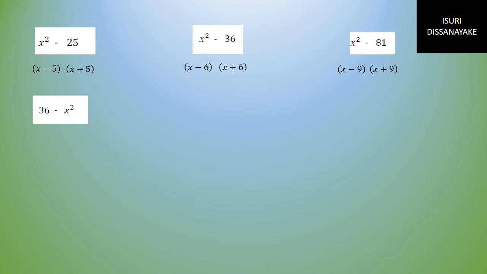Next, 36 minus x squared. So the difference is there in each case. Of two squares, we need two sets of squares. So the first one is 36, which is 6 squared, and the next you have x squared. So we have (6 minus x)(6 plus x).